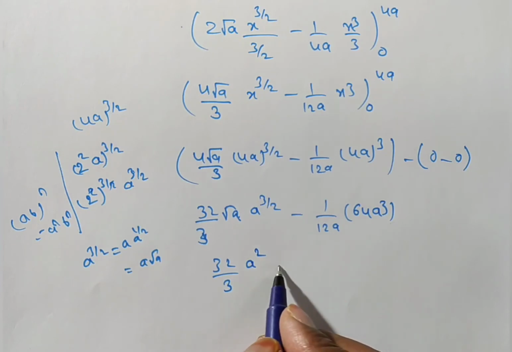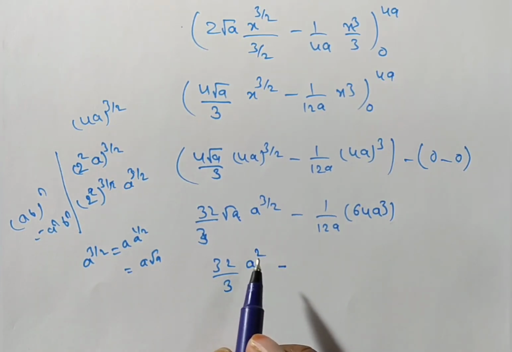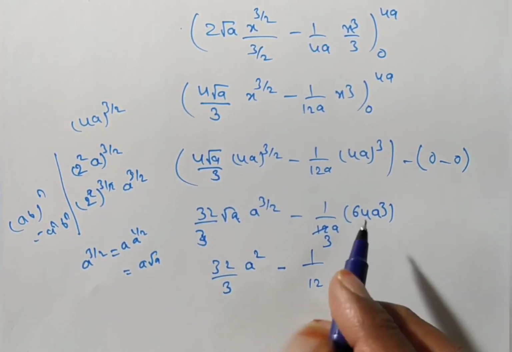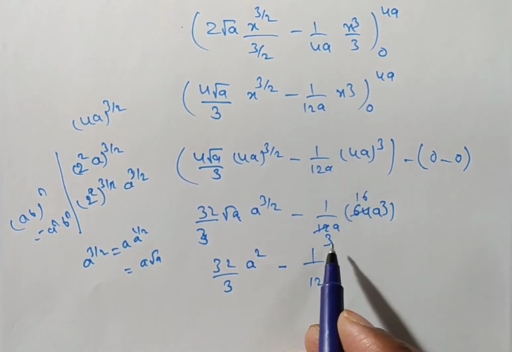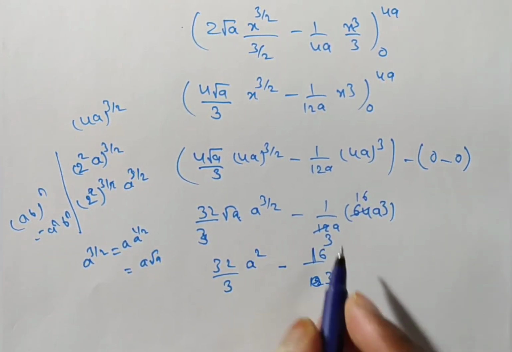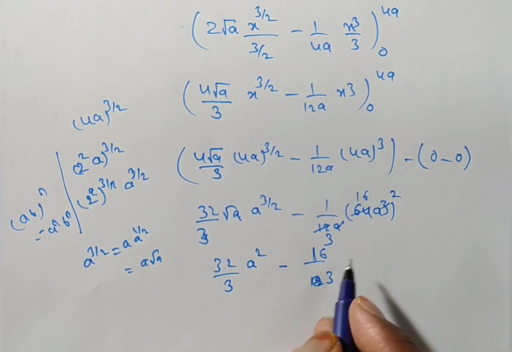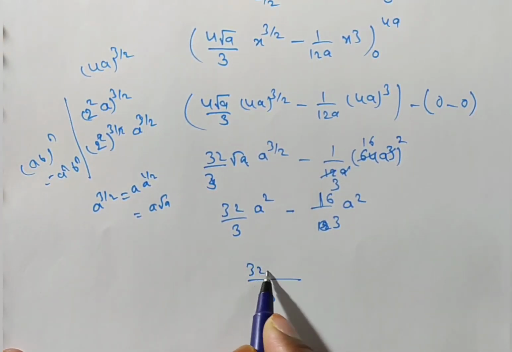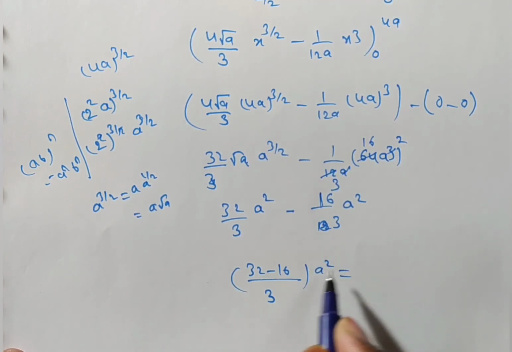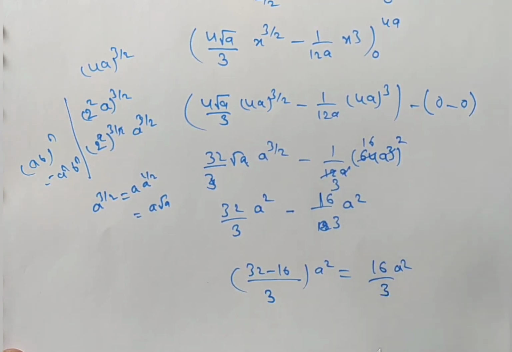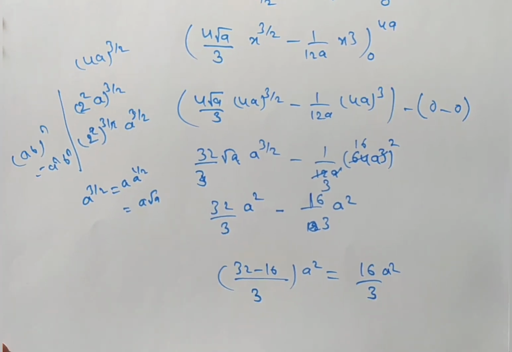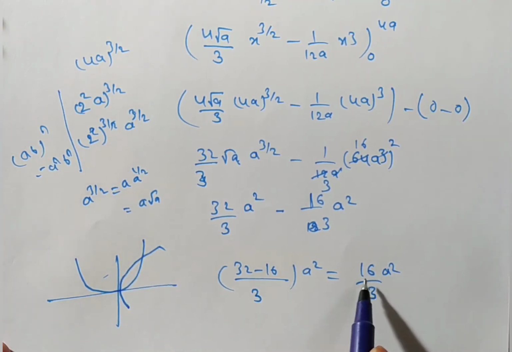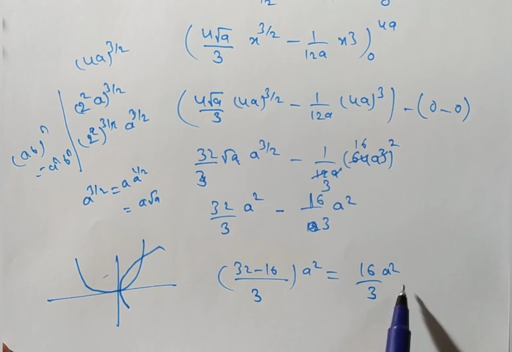So 32 by 3 times a square, minus, in this case, 1 by 12 times 64, so 4 threes are 12, and 4 sixteens are 64. You have 16 by 3 times a cube by a, which cancels to give a square. So 16 by 3 a square. LCM is 3, so 32 minus 16 times a square, a square being common. So you will have 16a square by 3 as the answer. So this is the one you have to prove: the area bounded by the two parabolas is 16 a square by 3.